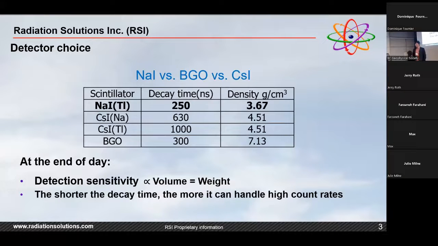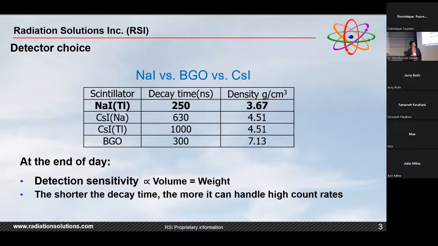So when we dive right into it, in radiometrics, you have multiple sensor choices. If some of you are familiar with handheld devices, you have different crystal types, whether it's a sodium iodide base, the first one here, or cesium iodide, or even BGO. They all have pros and cons. What you need to remember is, at the end of the day, the sensitivity of a crystal is related to its stopping power, the volume you can have, and also the decay time.